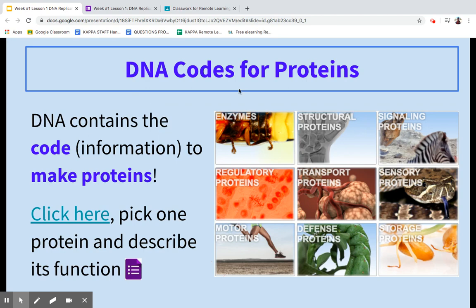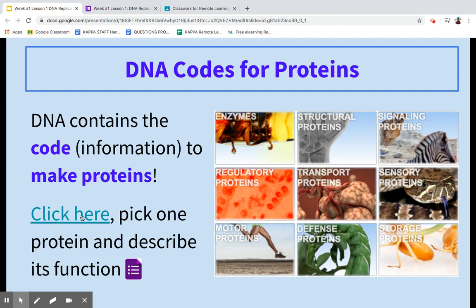Now, why is DNA so important? If you remember from our last lesson, DNA holds the instruction or the code to make proteins. And when we think of proteins, oftentimes we think of the proteins that we eat in food or protein in like chicken. However, there are thousands of different kinds of proteins and they have all different kinds of functions or jobs.